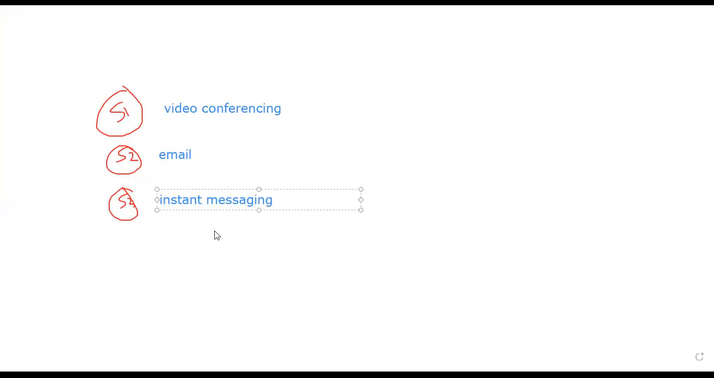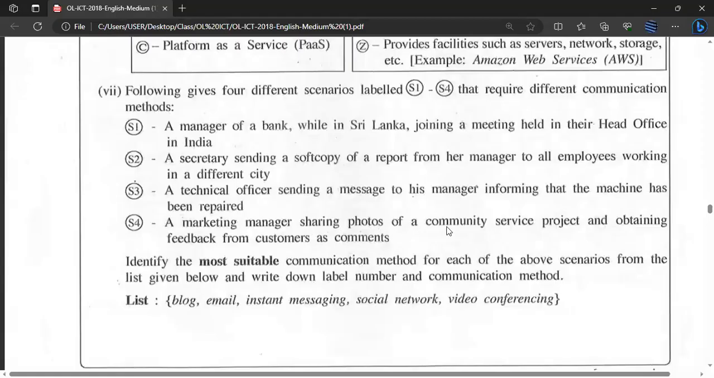Then S4, a marketing manager sharing photos of a community service project and obtaining feedback from customers as comments. So the most suitable answer is social networks for S4.